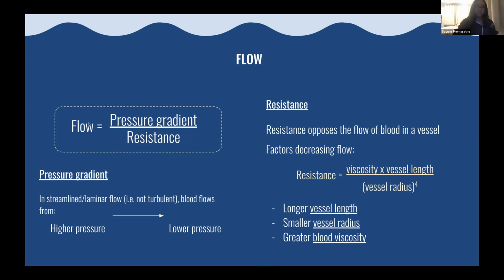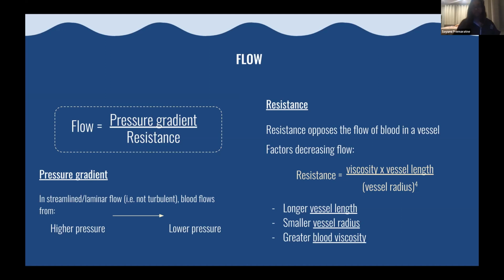Okay, so in hemodynamics, there's also the concept of flow, which is important. So flow is the pressure gradient over resistance. So pressure gradient is pretty much just in a vessel, let's say, from one point to another, the difference in pressure. So blood flow or anything really will flow from a place of higher pressure to lower pressure, and that's what happens in your vessels as well.